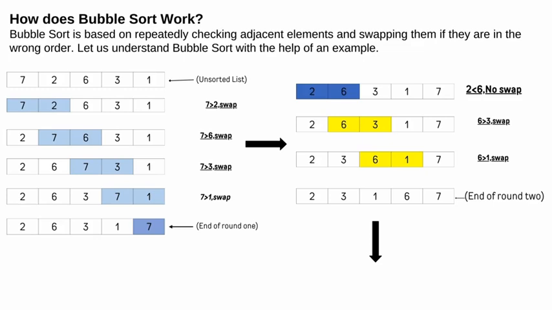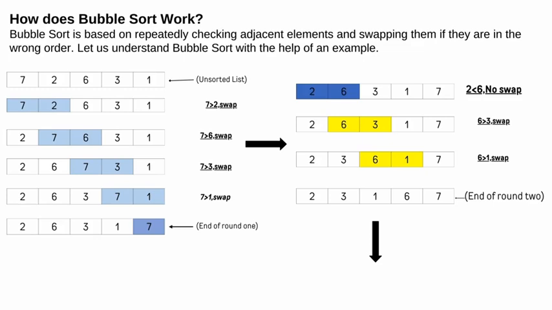In the first step, we compare our first element, that is 7, to its next element, that is 2. Since 7 is greater than 2, we swap these elements. In the next step, we compare the second element of the array to its next element, 7 and 6. Since 7 is greater than 6, we replace their position, that is swap their positions.